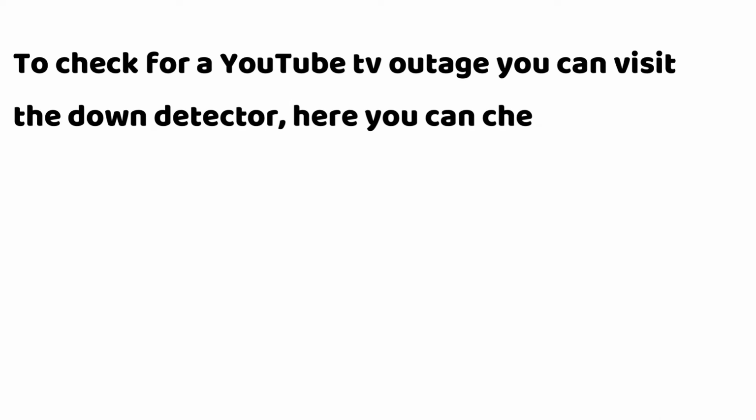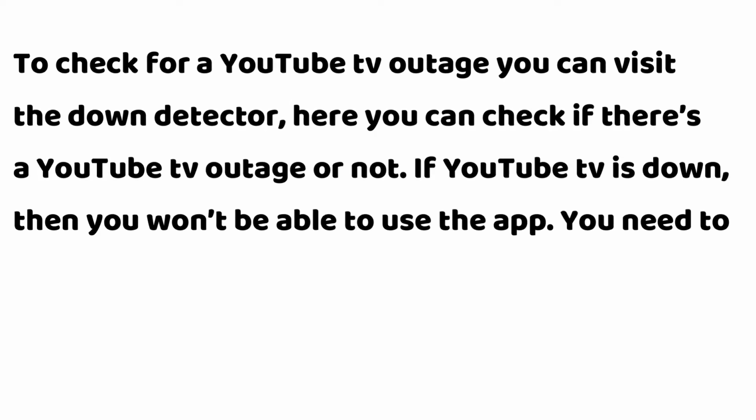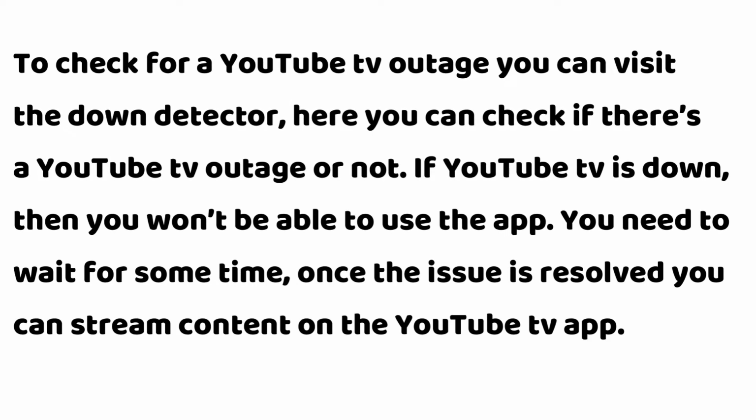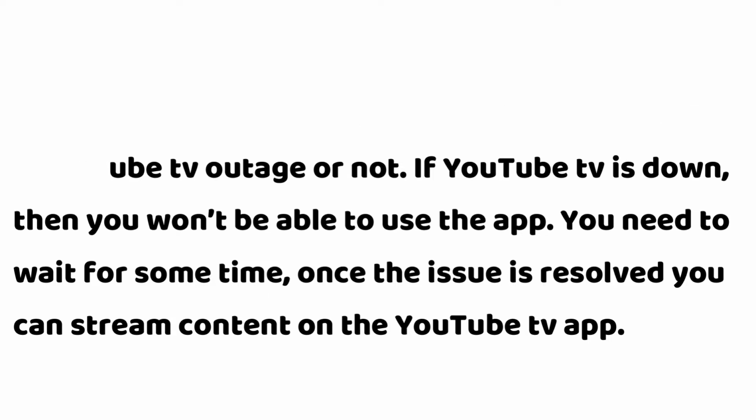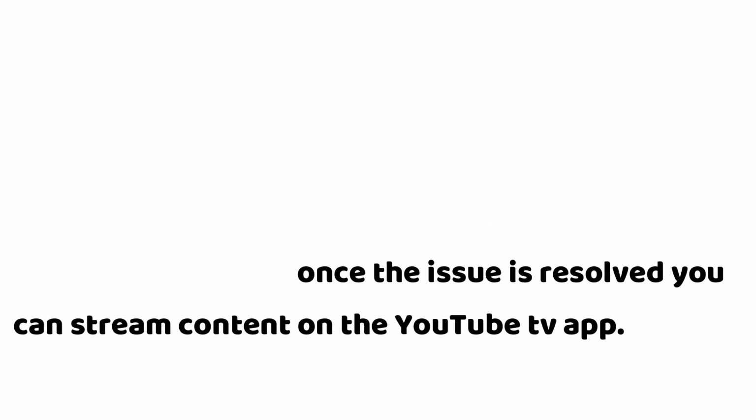To check for a YouTube TV outage, you can visit the Down Detector. Here you can check if there's a YouTube TV outage or not. If YouTube TV is down, then you won't be able to use the app. You need to wait for some time. Once the issue is resolved, you can stream content on the YouTube TV app.